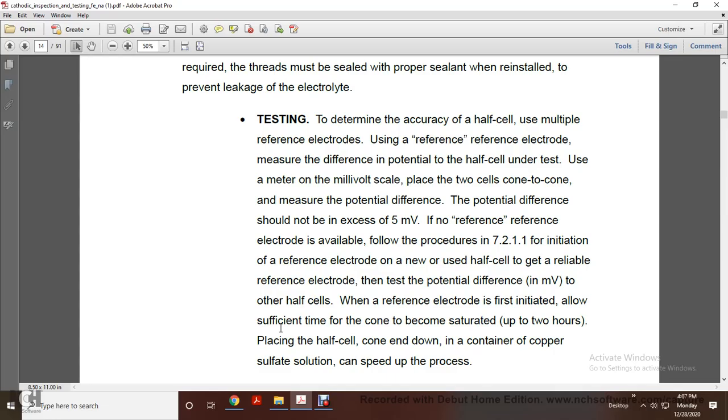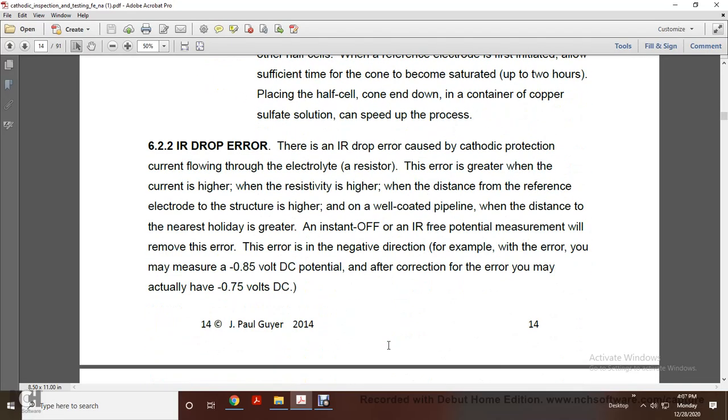If a reference electrode is available, follow this procedure: 7211 for initiating a reference electrode. On new or used half cells, test the reliable reference electrode potential difference in millivolts. For other cells, the reference electrode first initiated should be allowed sufficient time to become saturated, up to 2 hours. Placing the half cell cone down in a container of copper sulfate solution can speed up the process.